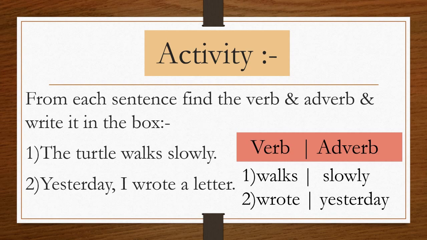The next sentence is, yesterday I wrote a letter. Wrote is the verb. And when? So, yesterday. Yesterday is an adverb. Understood? In this way, you have to also find the verb and adverb of the sentences and write in the given box.